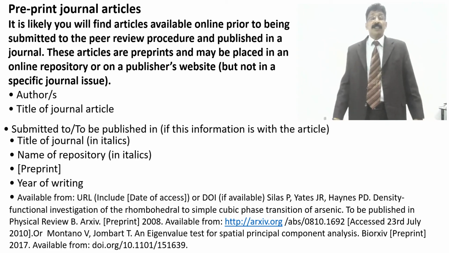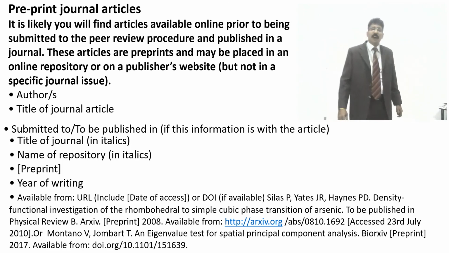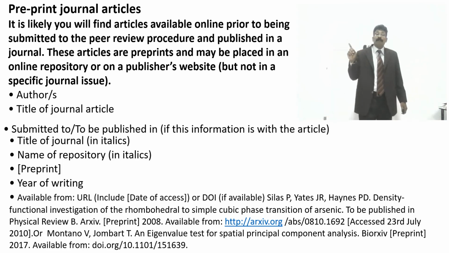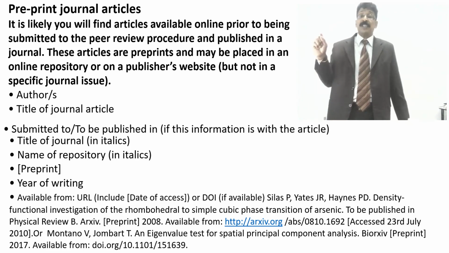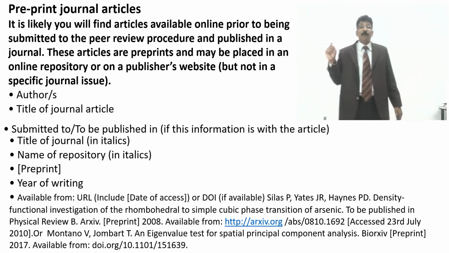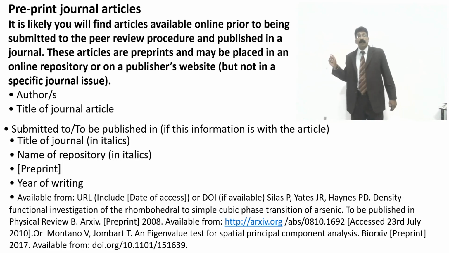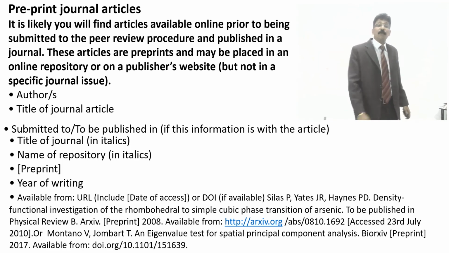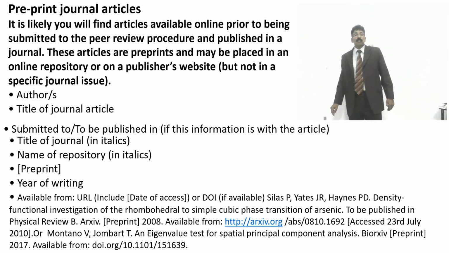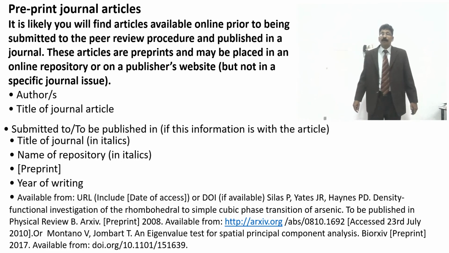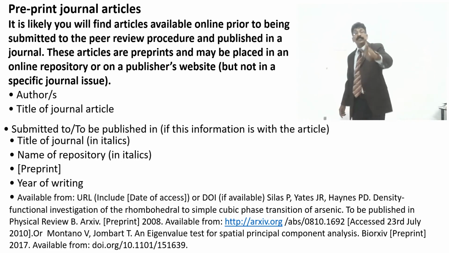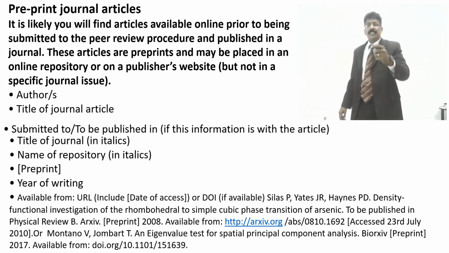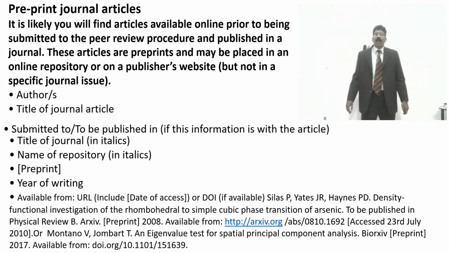That can also be mentioned like this: author, title of the journal article, and when it is submitted, to which publisher, that is what you have to mention, because it is not published. The name of the repository should be written in italics, and you have to mention that it is a preprint, and also the year of writing. All these things should be mentioned very clearly, because you should know this is a preprint journal article which is not published. So this is one example of how to write by the Vancouver system, which can be followed.